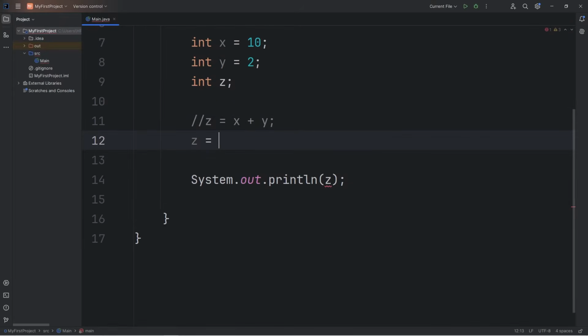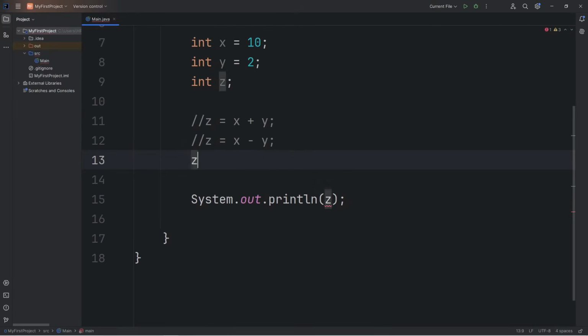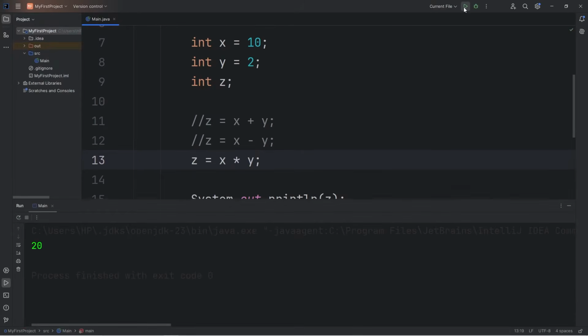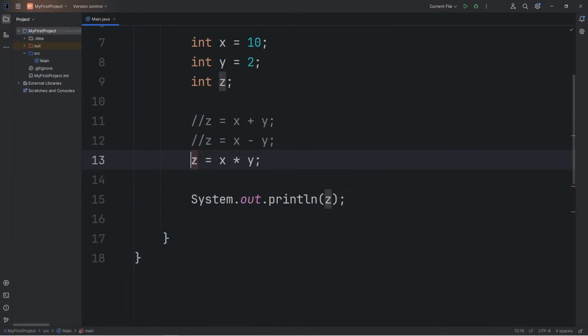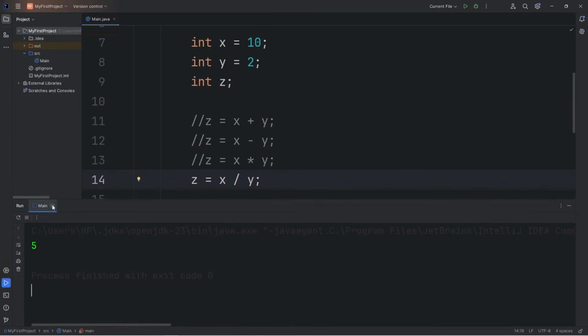Then we have subtraction. Z equals X minus Y. 10 minus 2 is 8. Multiplication. For multiplication, we're going to use an asterisk. 10 times 2 is 20. For division, we use a forward slash. Z equals X divided by Y. 10 divided by 2 is 5.